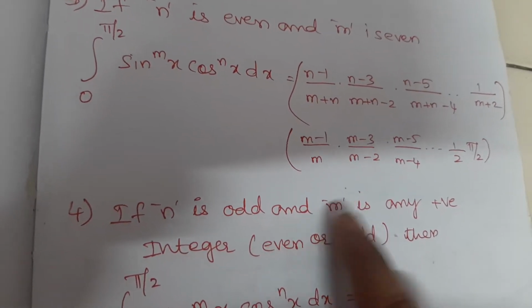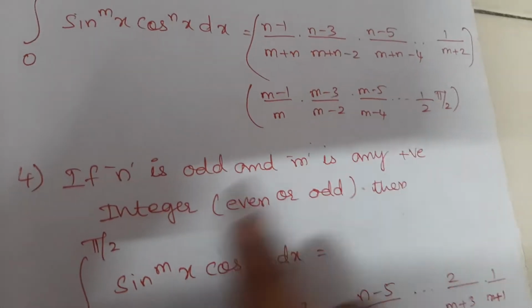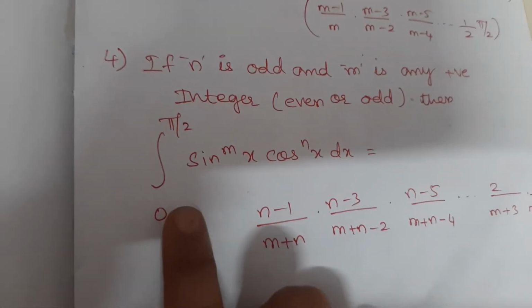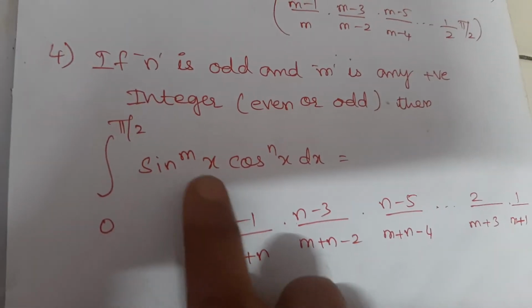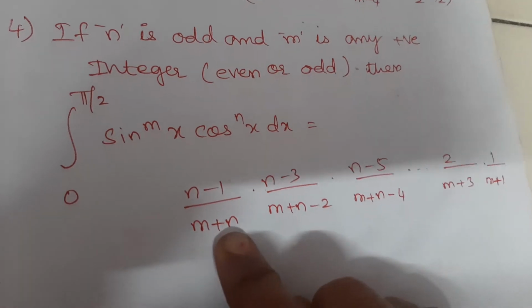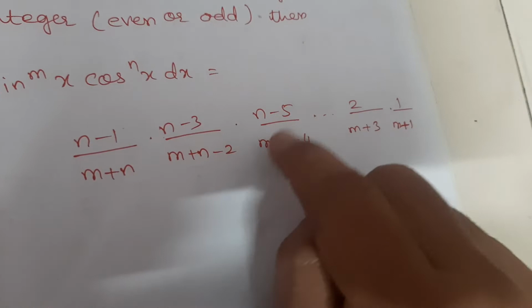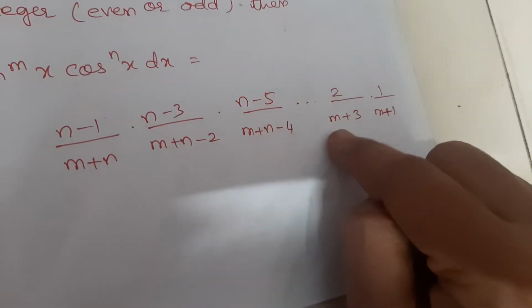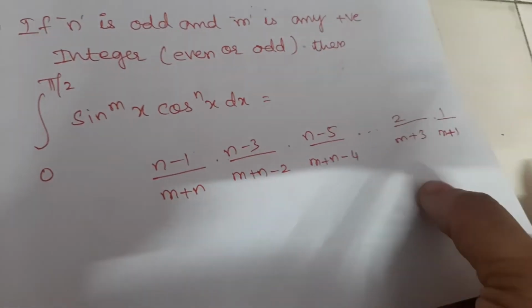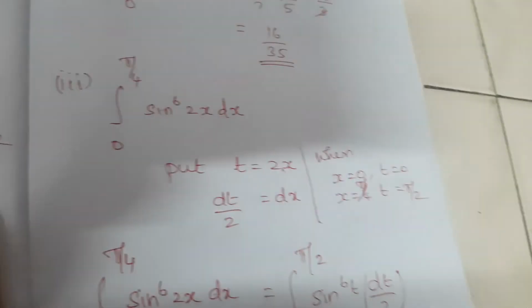If n is odd and m is any positive integer, either an even number or an odd number, then the reduction formula for integral 0 to pi by 2 sin^m x cos^n x dx is equal to (n minus 1) by (m plus n), (n minus 3) by (m plus n minus 2), (n minus 5) by (m plus n minus 4), up to 2 by (m plus 3) into 1 by (n plus 1). So we are going to use this formula when n is odd and m is any positive integer.